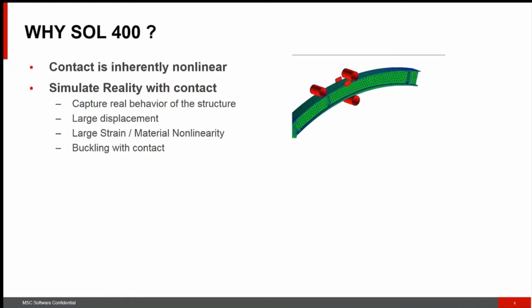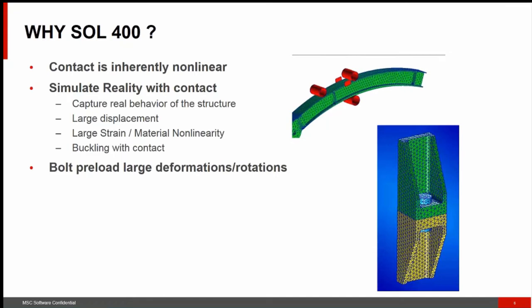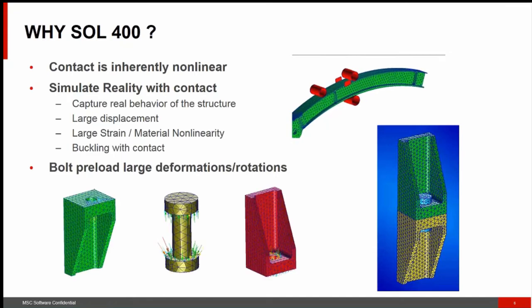It also gives you the capability to use nonlinear buckling analysis if you want to do so. You can run the model with contacts in it in solution 400 and apply the incremental load to understand where the structure becomes unstable, and that would be your buckling load. This is a benefit that's available. And also you can use preload with large deformations or rotations in solution 400.